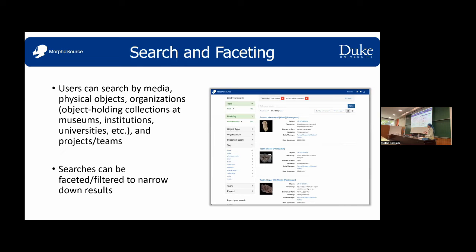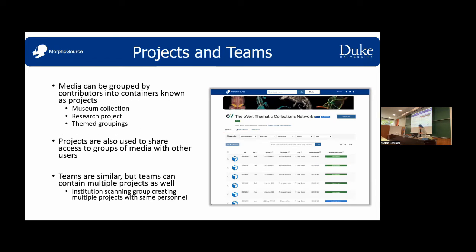We have a pretty multi-featured search tool where you can search media records, physical object records, organizations, and projects and teams, which are user-created collections, buckets of media. All those searches can be faceted and filtered, which means in addition to keyword searches, you could browse the different media types. Say, I just want to see meshes. I just want to see meshes created via photogrammetry. Oh, I want to see those that are tagged ground sloth. And then you can drill down from general to specific in that fashion.